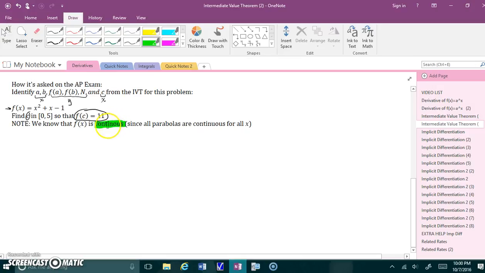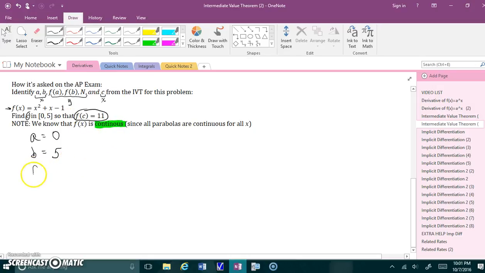Because if it's not continuous, you can't guarantee that every y value is hit, because it could jump over a bunch of y values and miss them. Now, this is a parabola. It's a polynomial. Polynomials are always continuous. So let's identify A and B. That's the easiest. A and B are the x values, the end points of what I'm considering. So those are definitely 0 and 5.